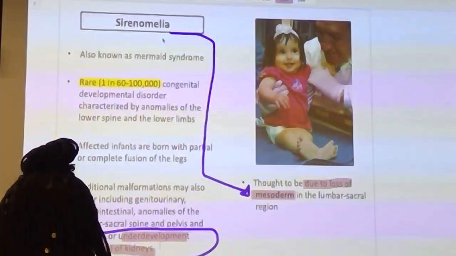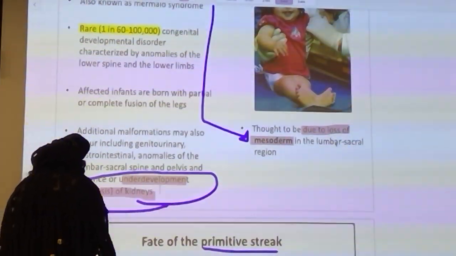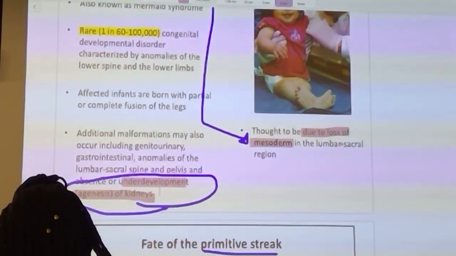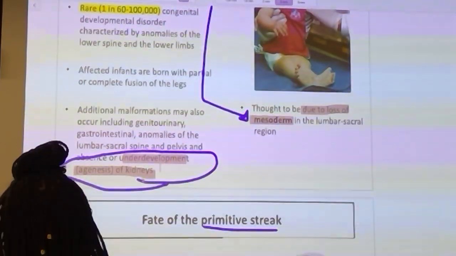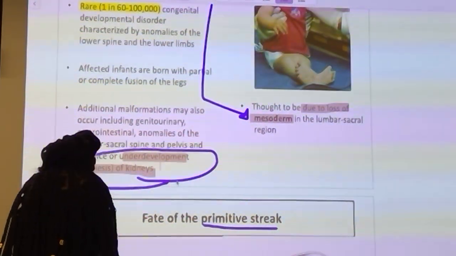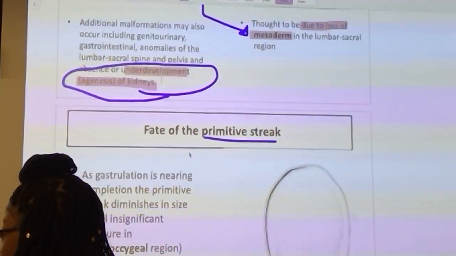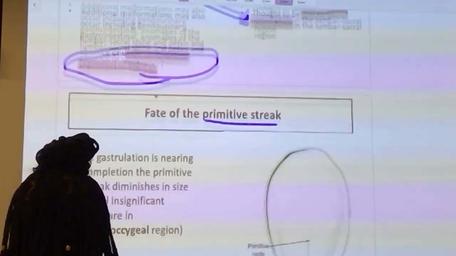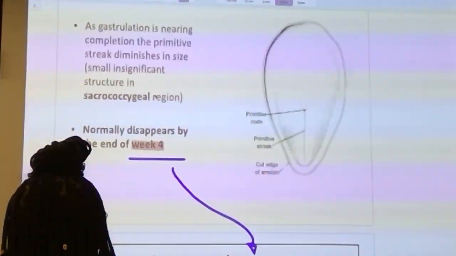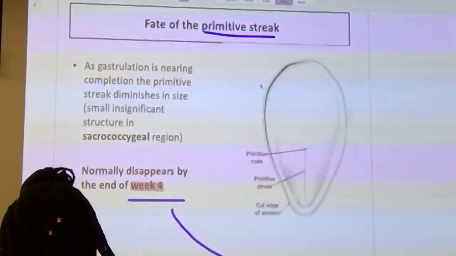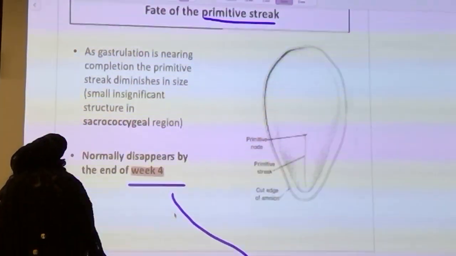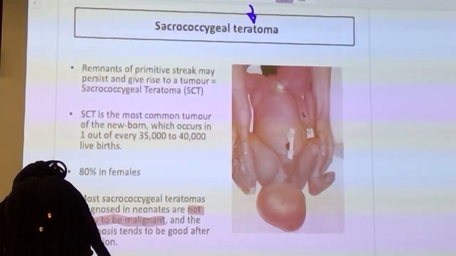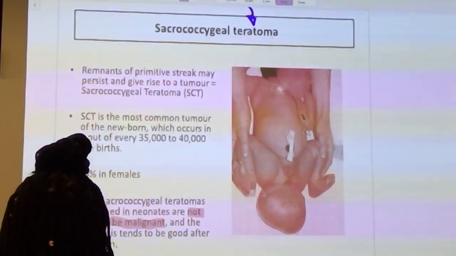So sirenomelia, it's there. Loss of mesoderm, and just know that they have renal agenesis. Remember, when you have renal agenesis, you will not have lungs. Okay. The primitive streak disappears at week 4, and if it doesn't disappear, you get the sacrococcygeal teratoma. And just know that this is not cancer.